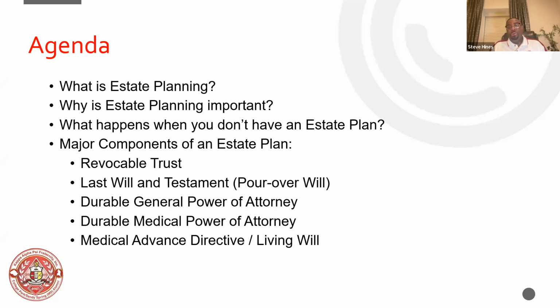What happens when you don't have an estate plan? And then the major components of an estate plan: a revocable trust, the last will and testament, durable general power of attorney, durable medical power of attorney, and your medical advance directives and living will. So with that said, I'd like to turn it over to Brother Wilson, who will take us through this journey of understanding what we need to do.